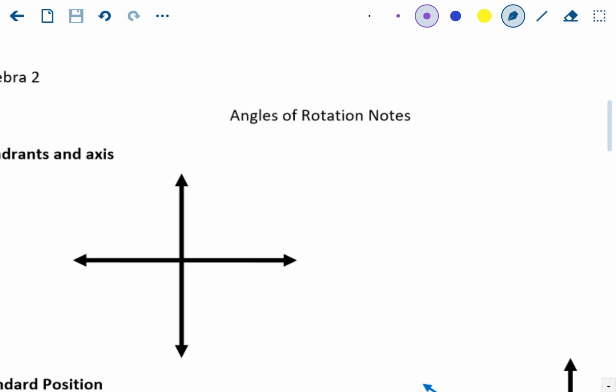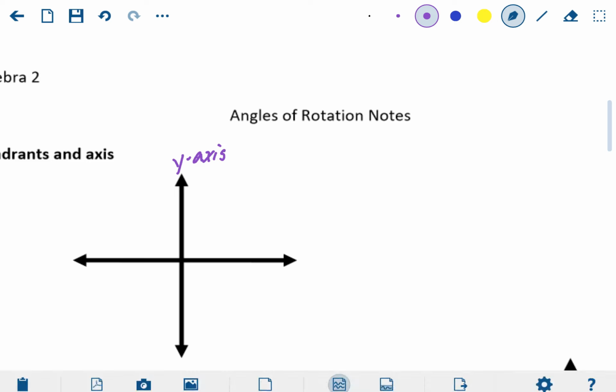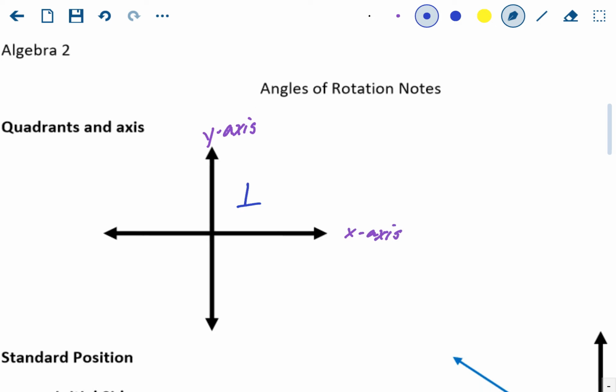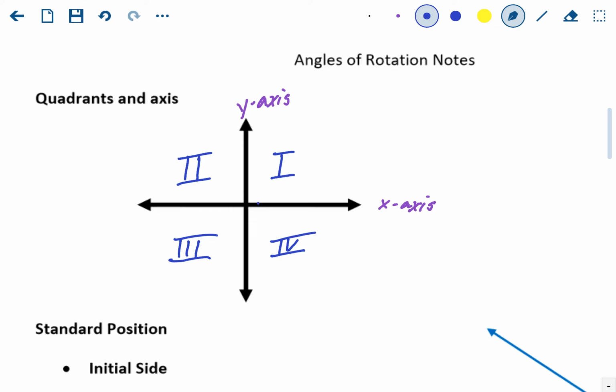Okay, so we're working with an XY plane, so we should probably start by labeling the y-axis, the vertical axis, and the x-axis, the horizontal axis. Now the XY plane breaks it up into 4 quadrants. Starting in the top right corner is quadrant 1, moving counterclockwise, top left is 2, bottom left is 3, and bottom right is 4. So top right, counterclockwise until you get to 4.